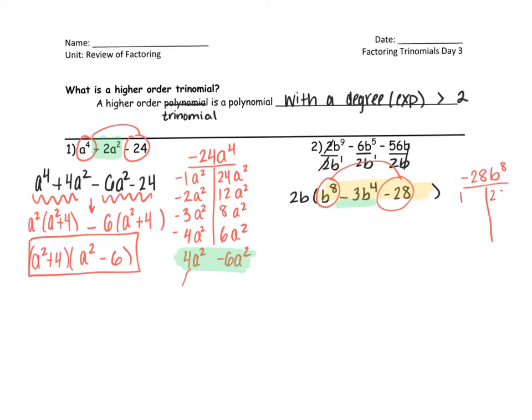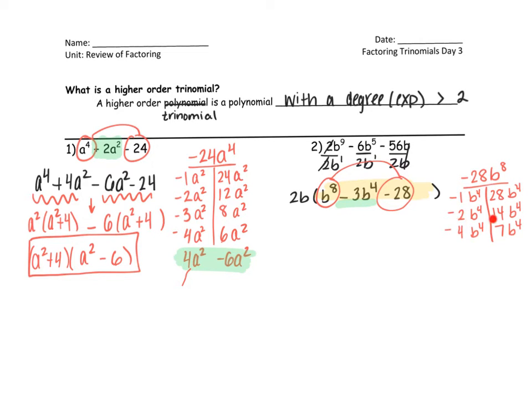So 1 and 28, 2 and 14, 3 and nothing, 4 and 7, 5 nothing, 6 nothing, okay, 7. So we're done. But I need to multiply to b to the 8th. So I need a b to the 4th times b to the 4th. And I need a negative 28, so one of the pairs has to be negative. So let's see what pair will add to this negative 3b to the 4th.